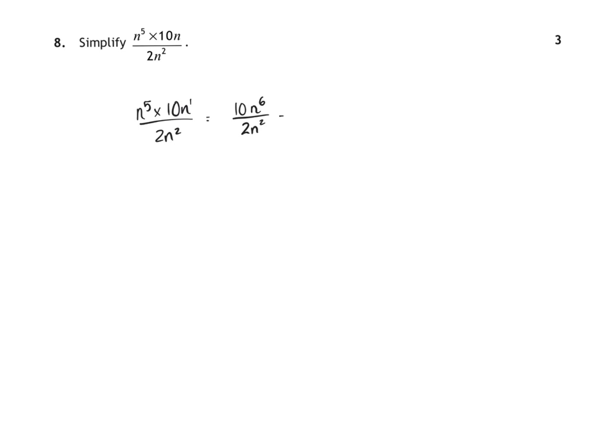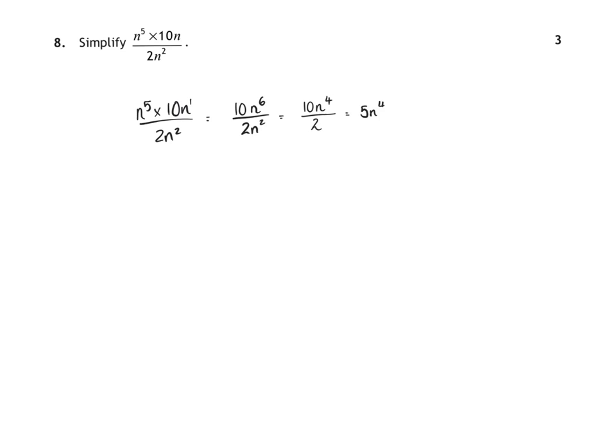So at this point, my next thing to do would be sort out the powers from top to bottom. So when powers are dividing, we have to subtract them. So we have 10 and the 2 is still there. And then we've got n, and then it's going to be 6 take away 2, so that's 4. And then the last thing we need to do is sort out our numbers. So we have 10 on the top and 2 on the bottom. So that's 10 divided by 2, so that's just 5. And it's n to the power of 4.